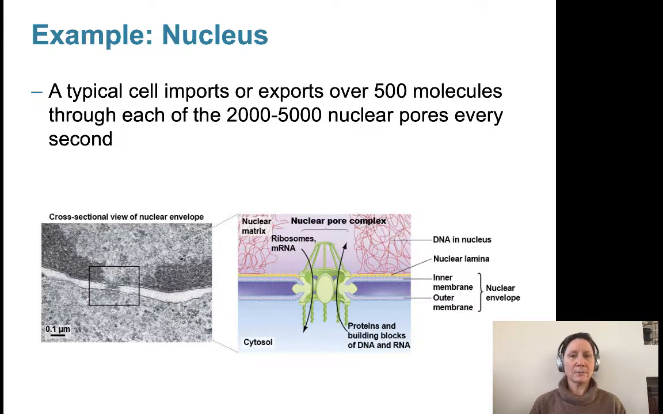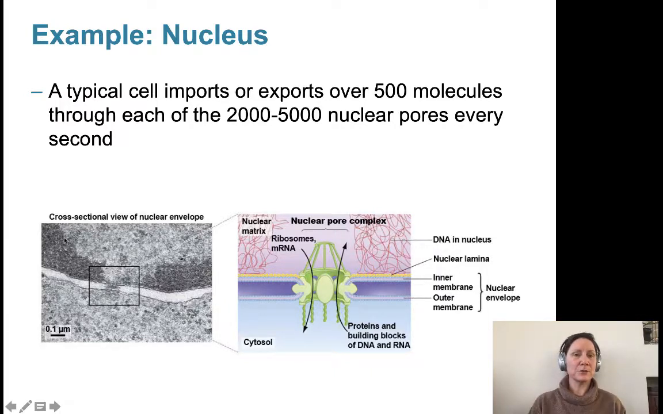So if we take the example from the nucleus, a typical cell imports or exports over 500 molecules through each of 2,000 to 5,000 nuclear pores every second. So if you want to put that in some sort of context, your average machine gun is firing about 1,000 rounds per minute. So this is 500 molecules per second. Okay, so it's fast. So it's transporting a lot of material.